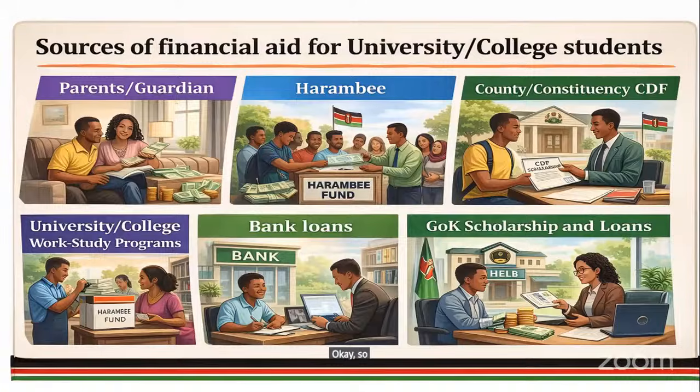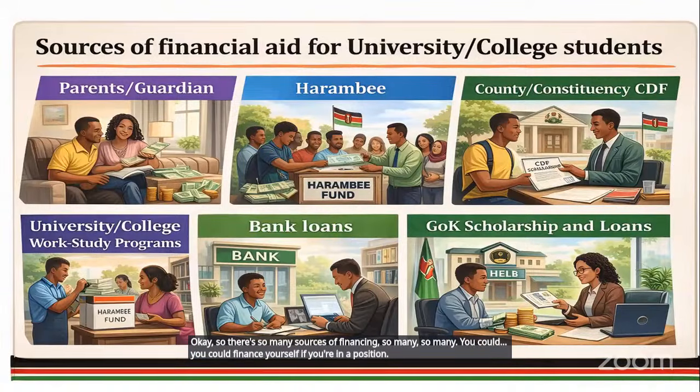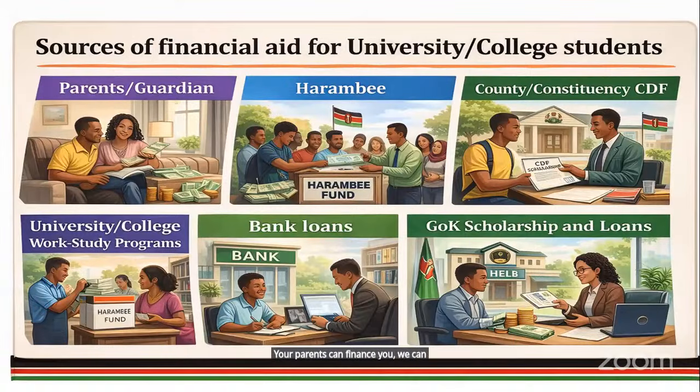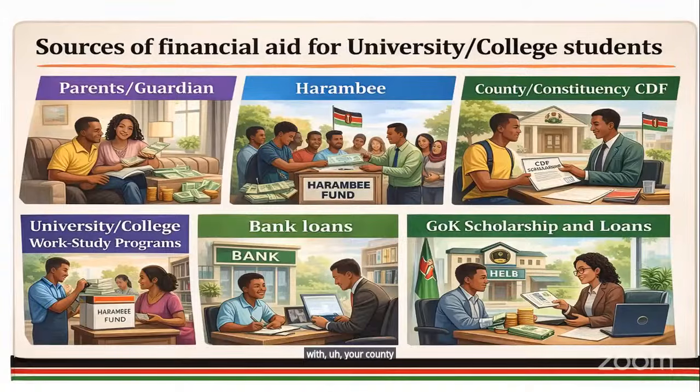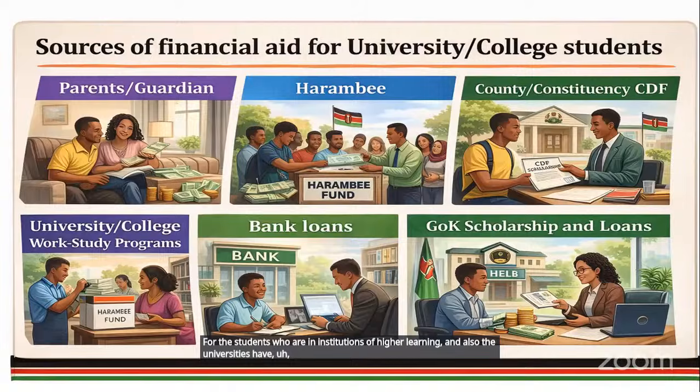There are so many sources of financing. You could finance yourself if you're in a position. Your parents can finance you. We can do a harambee, a small fundraising to give you the money. Your county and your constituency, CDF, they do have funds. If you look at where you come from, we could even have a product with your county, so kindly find out what your county has for students in institutions of higher learning. The universities also have work study programs. You could take it up.